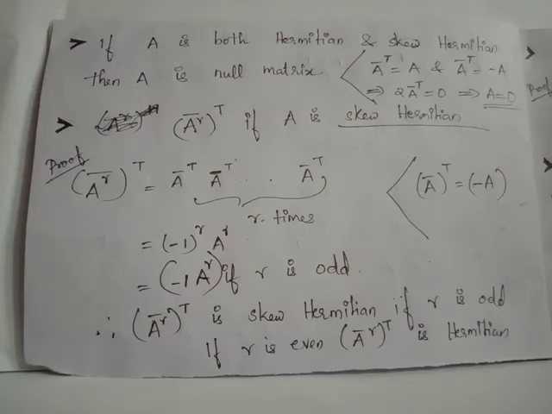When we sum the RHS and LHS of these two equations, we have 2 times A conjugate transpose equals 0, from where we have A equals 0. That is, if A is both Hermitian and skew Hermitian, it must be a zero matrix.